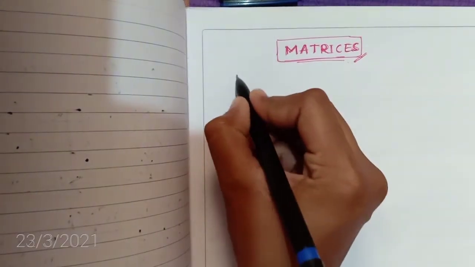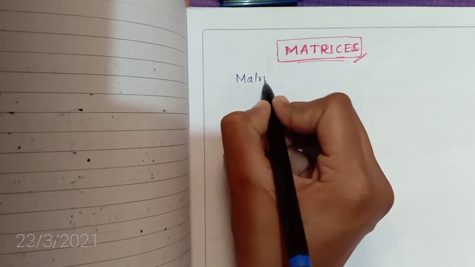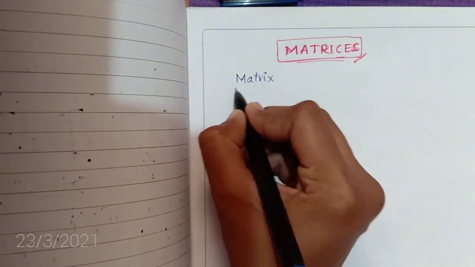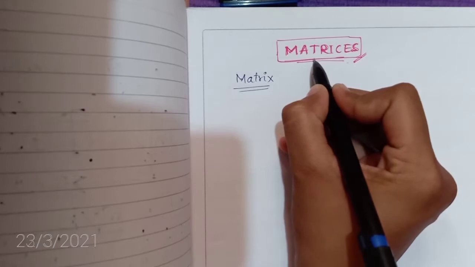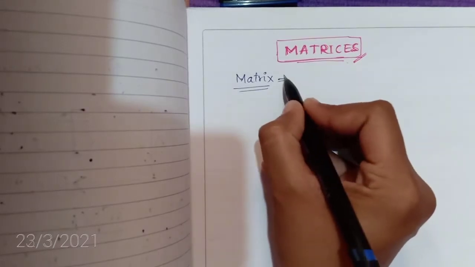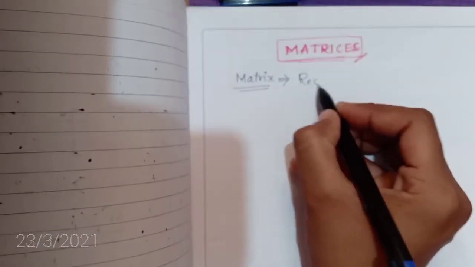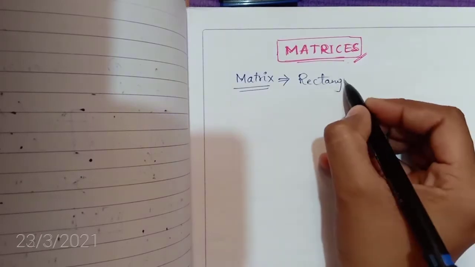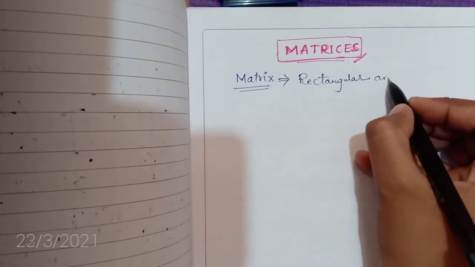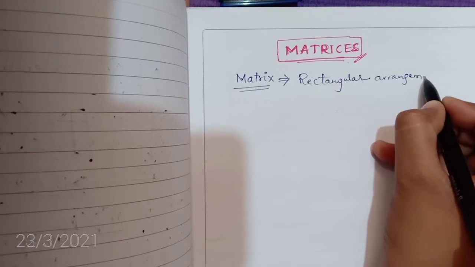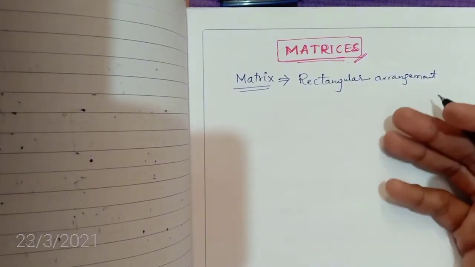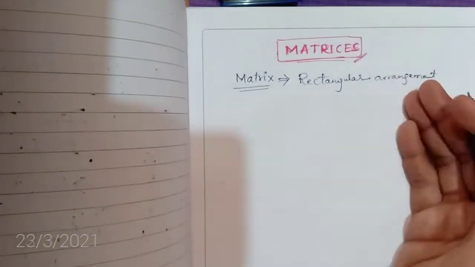So the first thing that comes into your mind is, what is a matrix? This is the plural, this is singular. So what is a matrix? That is nothing but a rectangular arrangement. I will not tell you the definitions because you are going to get them in the textbook as well. So I'll just tell you in a normal way.